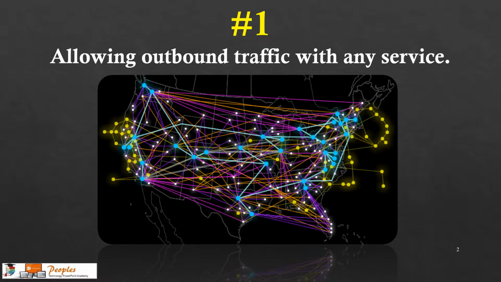The first problem that you encounter when configuring firewalls, that a lot of companies make, is they allow any outbound traffic to any service. So they don't really monitor the types of outbound traffic that are going out of the firewall. They're concerned mostly with what's going into the firewall.